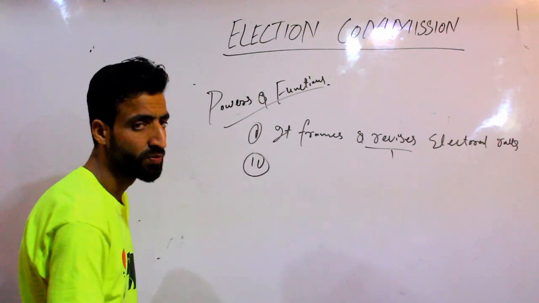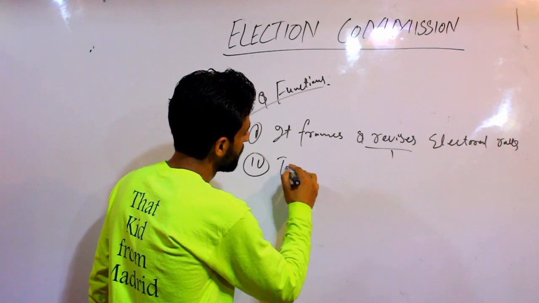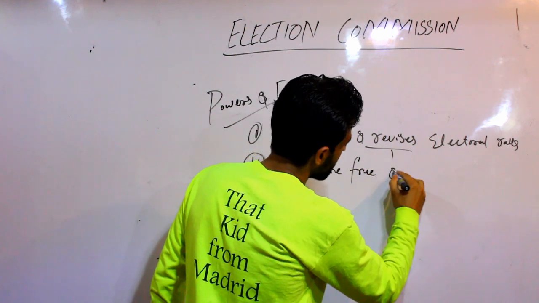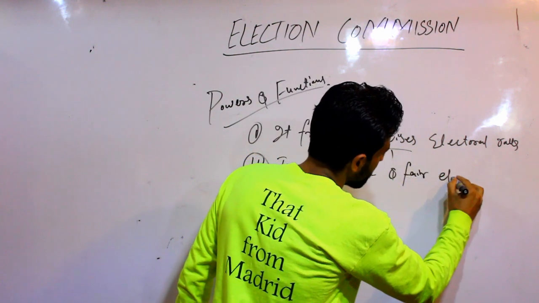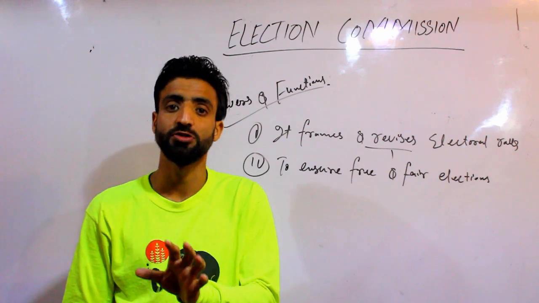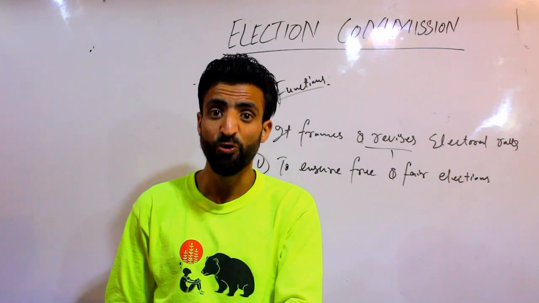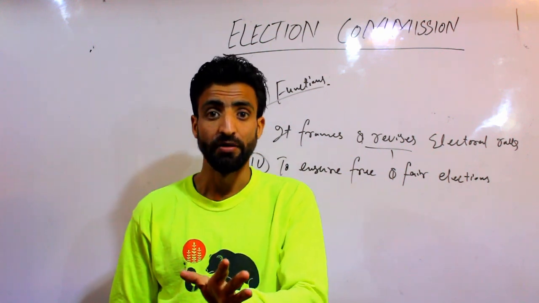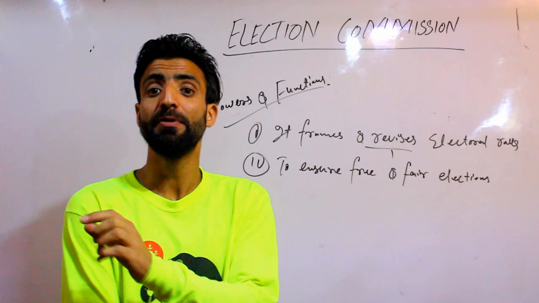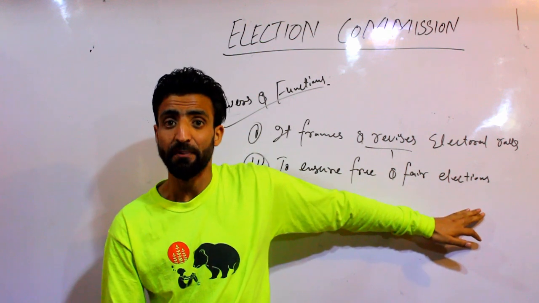Number two, to ensure. One of the important functions of Election Commission of India is that it has to ensure that elections are free and fair. There is no fear, there is no threat. They have to ensure it. And free and fair elections have been described by Supreme Court in one of the judgments as basic structure of the Constitution. They cannot be changed by the Parliament.